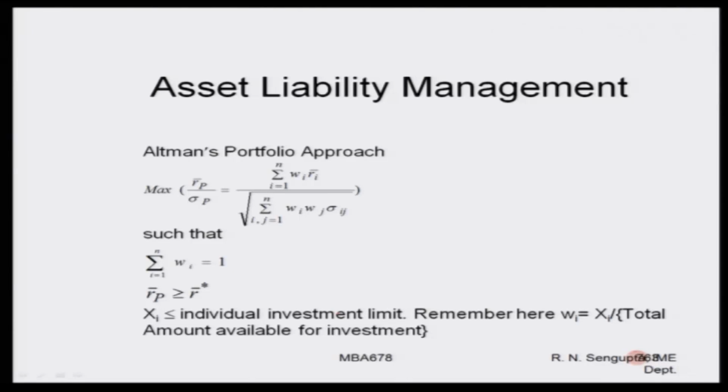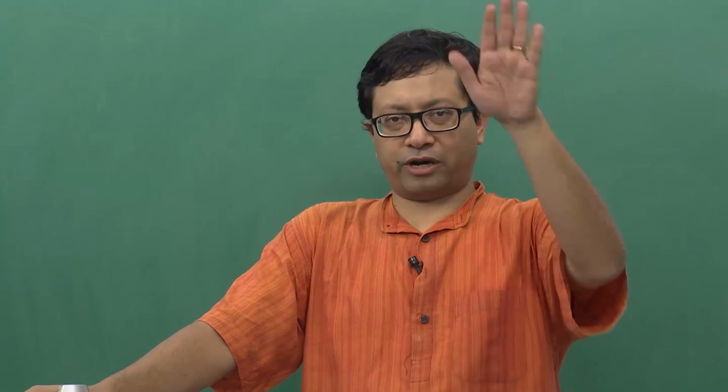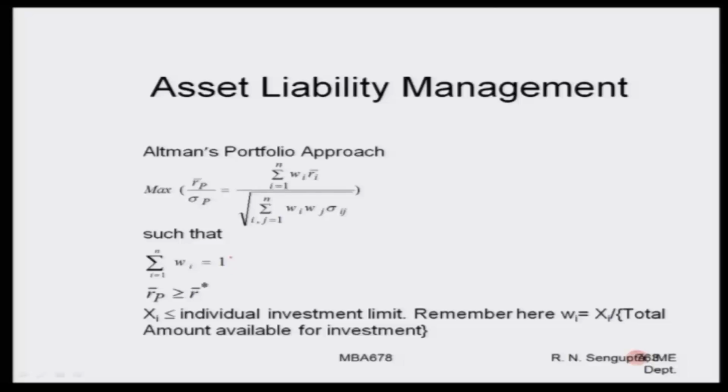So, Altman, if you remember Altman, who had given that Z score and all these things. Altman's portfolio approach is simply the same thing which you have done: find out the ratio of the maximum of the return to the risk. So, you are trying to find out the ratio of output to input and maximize it and rank them accordingly. Again the same thing, you want your weights to sum to 1 and you want your total portfolio returns to be greater than some R star value, and again you can use the simple methods we have considered accordingly.